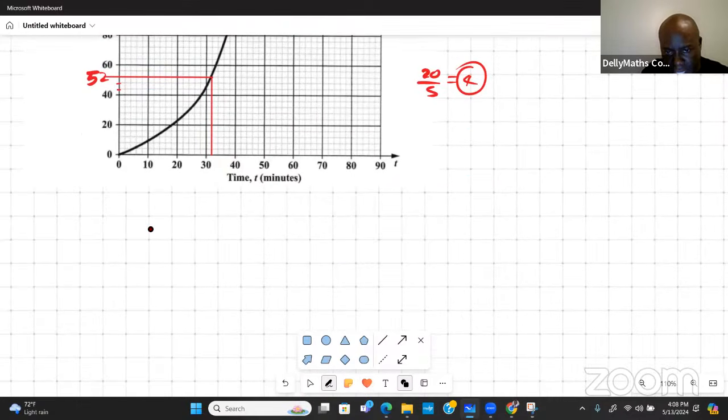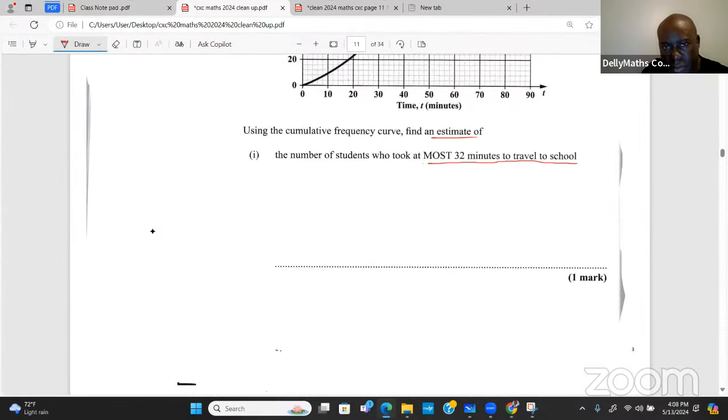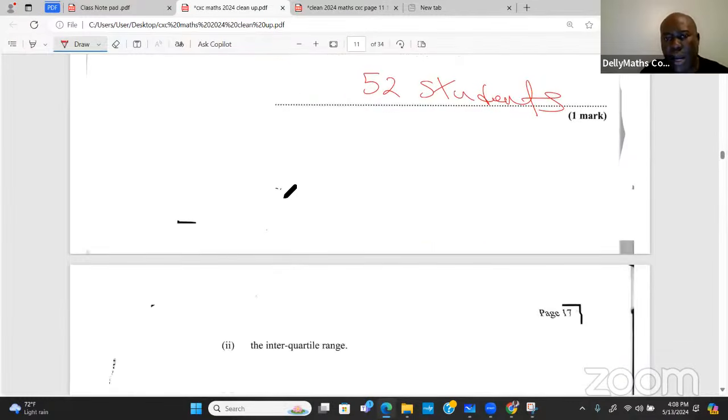All right. So for this, based on the graph, we're getting 52 students right here. 52 students. And that's a 1-mark question.